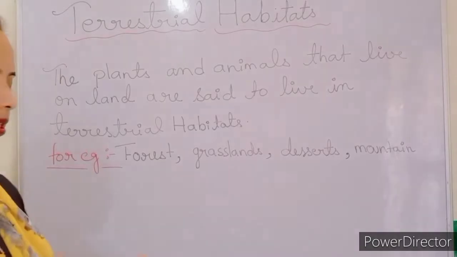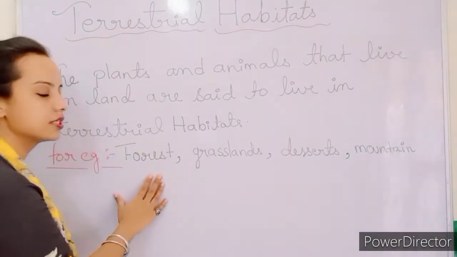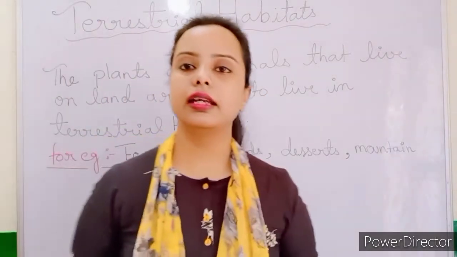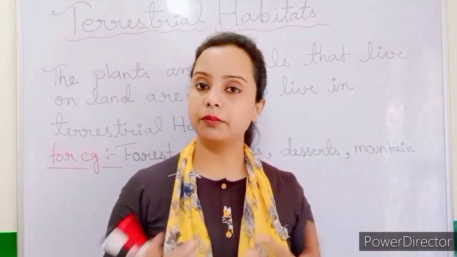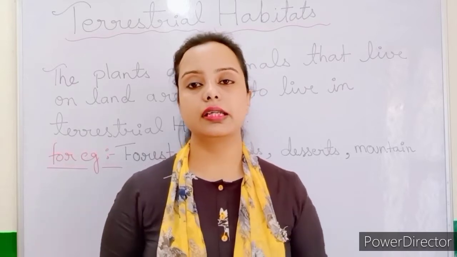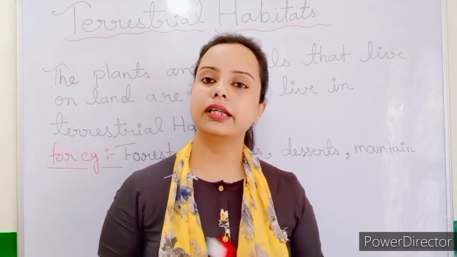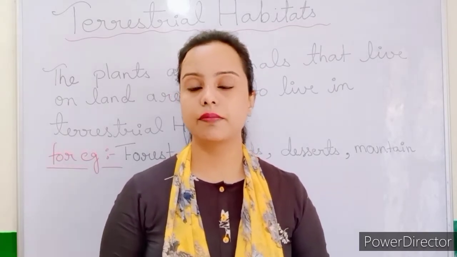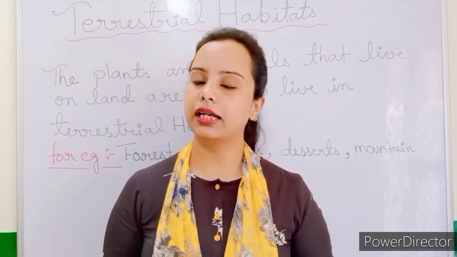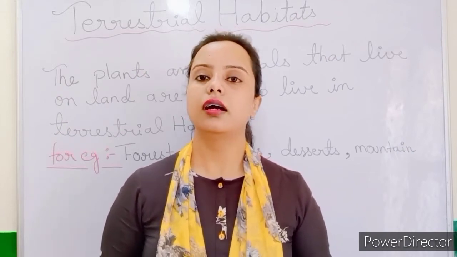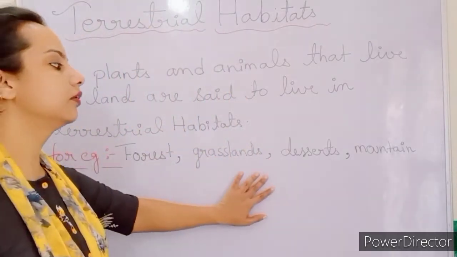So the examples are, first, the forest. In the forest area, some wild animals survive there and they have adapted to the surrounding habitat so that they can survive in the forest area. For example, the lion, deer, elephant and other wild animals survive in the forest area. The second one is the grasslands.